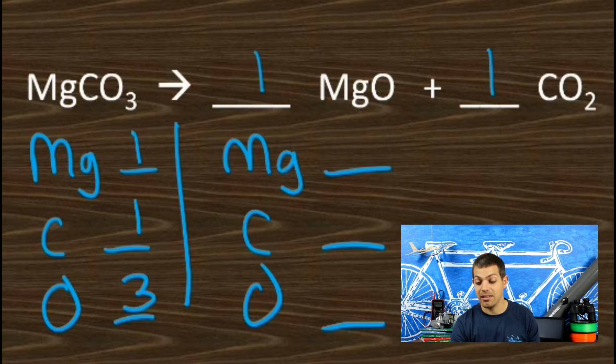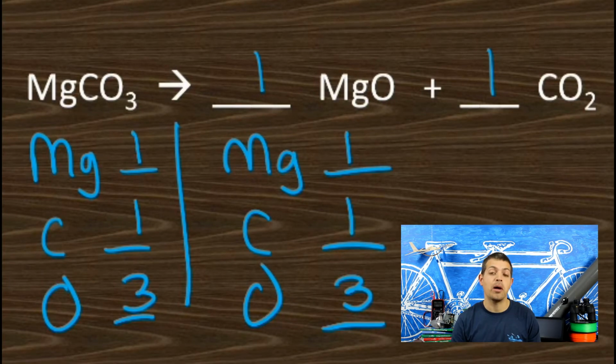On the right-hand side, we're going to assume there's 1s. It's 1 Mg, there's 3 oxygen, and there's 1 carbon. So there you go, that's balanced. We didn't even have to do anything other than make sure there's 1s there. So that was nice and easy. Okay, let's go ahead to the next problem.